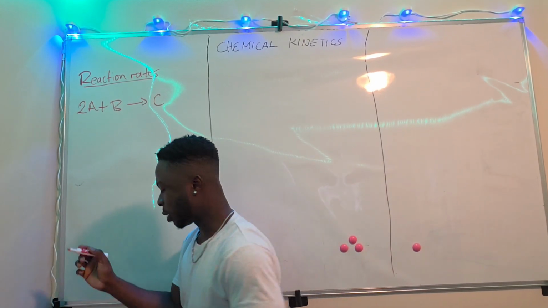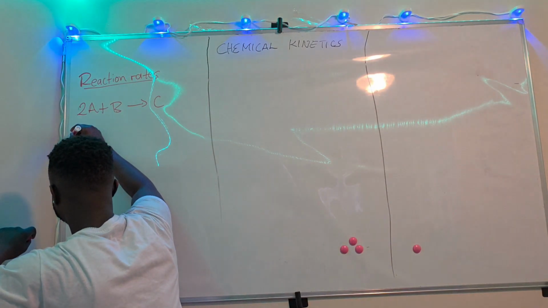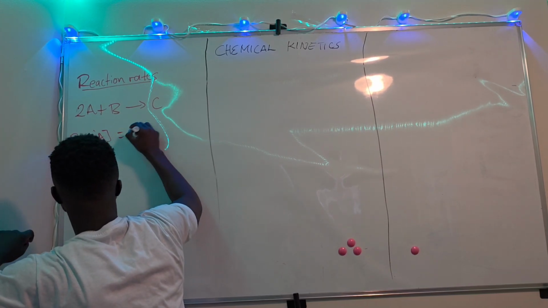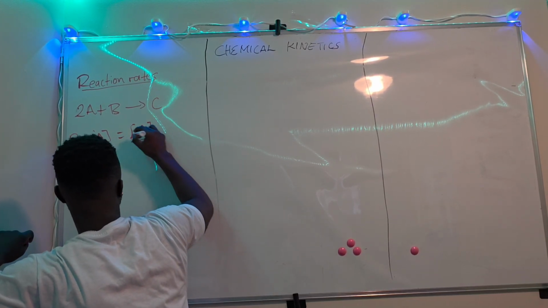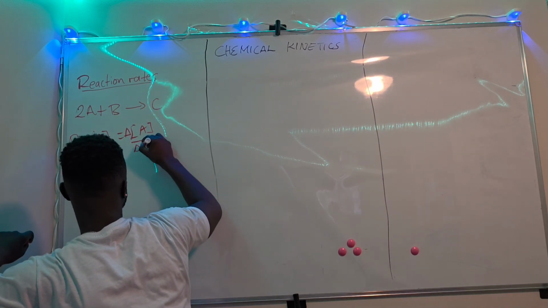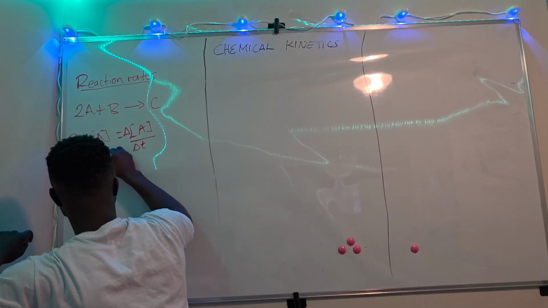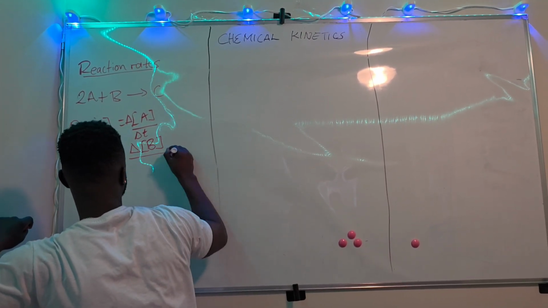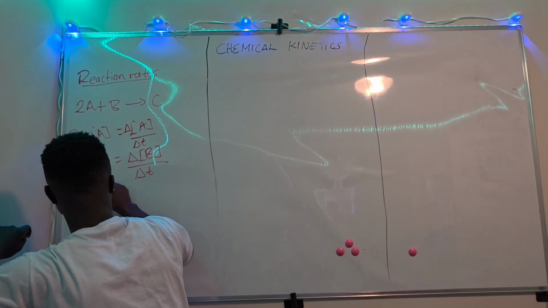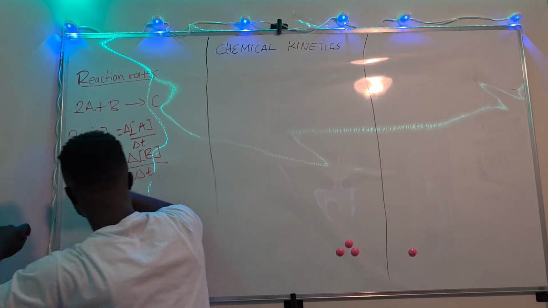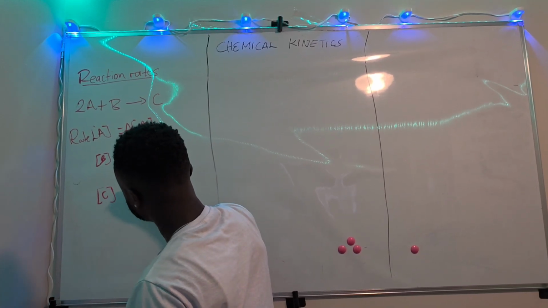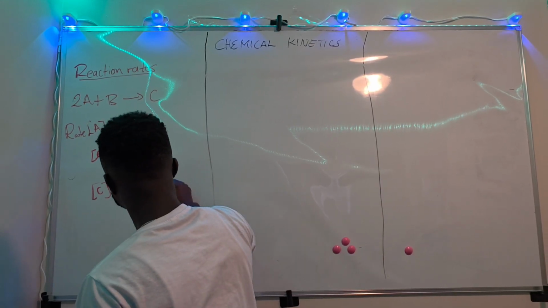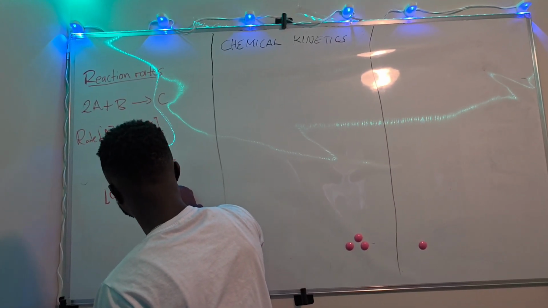So the rate with respect to A is going to be the change in concentration of A over the change in time T. With respect to B, it is also going to be the change in concentration of B divided by the change in time T. Same thing applies to C over here. Now we could say each rate is also the change in the concentration divided by the change in time.